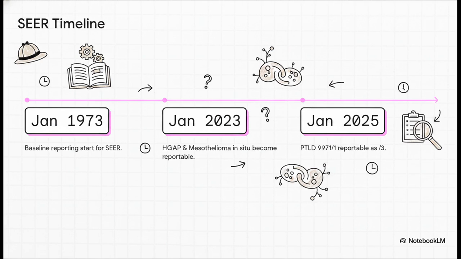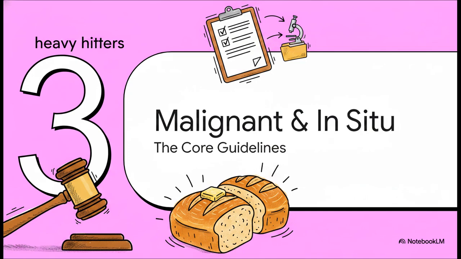The baseline reporting start date for SEER registries is January 1st, 1973. But as you know, the medical field evolves, and so do the rules. For instance, notice the updates that took effect on January 1st, 2023. High-grade astrocytoma with pilocytic features, or HGAP, became reportable, and so did mesothelioma in situ. And looking ahead to cases diagnosed on or after January 1st, 2025, post-transplant lymphoproliferative disorder, or PTLD 9971, actually becomes reportable as a /3 behavior code. So, as a data detective, you always have to be aware of the diagnosis date here because the rules literally shift beneath your feet. All right, Section 3, malignant and in situ rules.